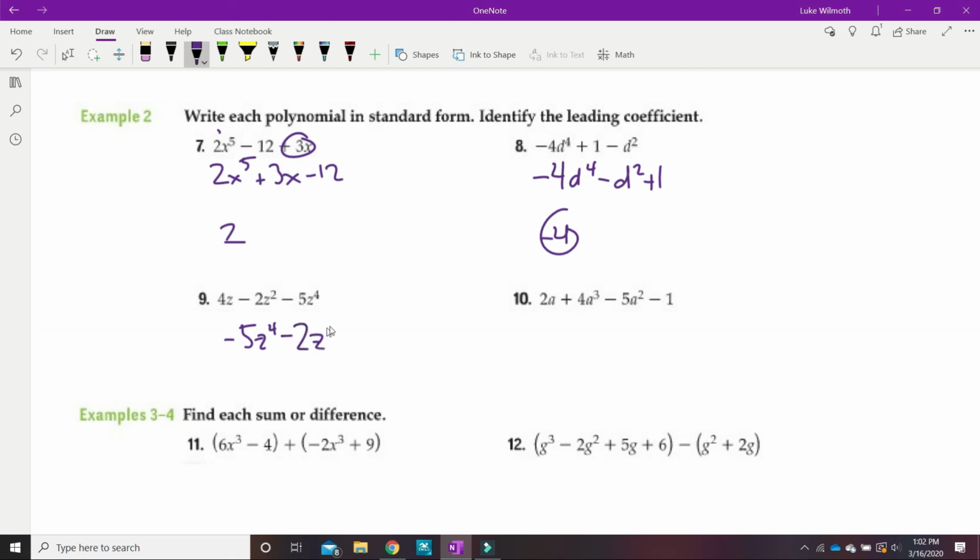Minus 2z squared plus 4z. And we have a leading coefficient of negative 5. Finally, here we have 4a cubed minus 5a squared plus 2a minus 1. Leading coefficient is 4. Now we're going to find each sum or difference.